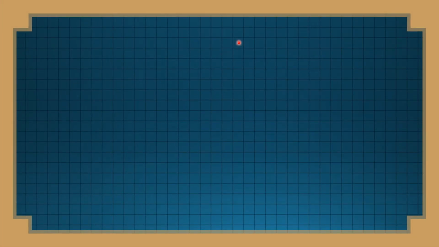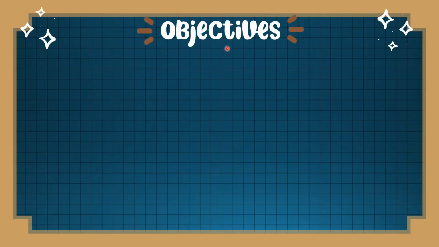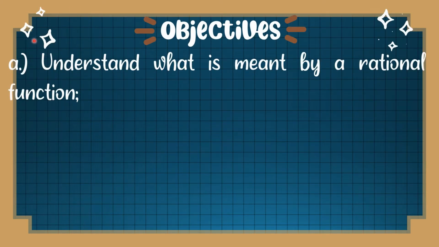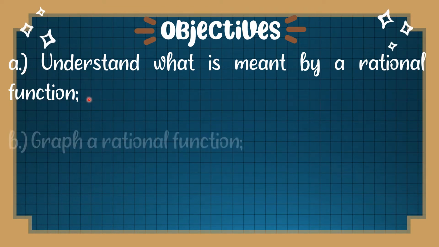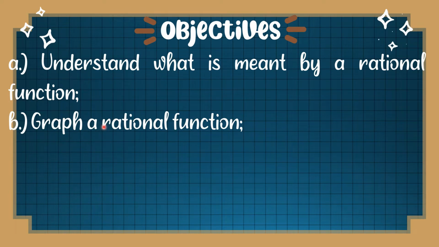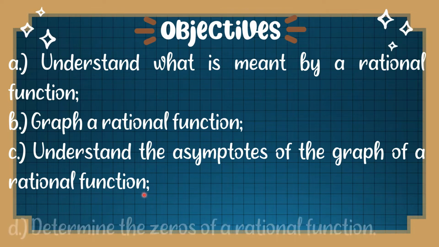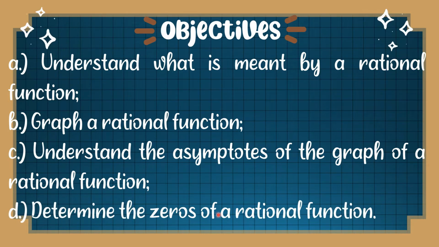Okay, but before we start, let us first know our objectives for today's lesson. At the end of the lesson, you are all expected to understand what is meant by a rational function, graph a rational function, understand the asymptotes of the graph of a rational function, and determine the zeros of a rational function. These are the activities that you will be doing and learning for this topic. Now let's proceed.